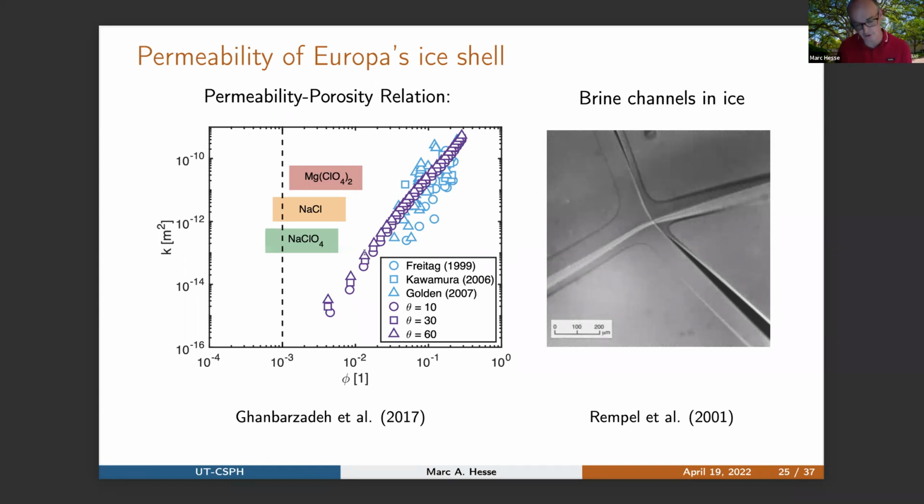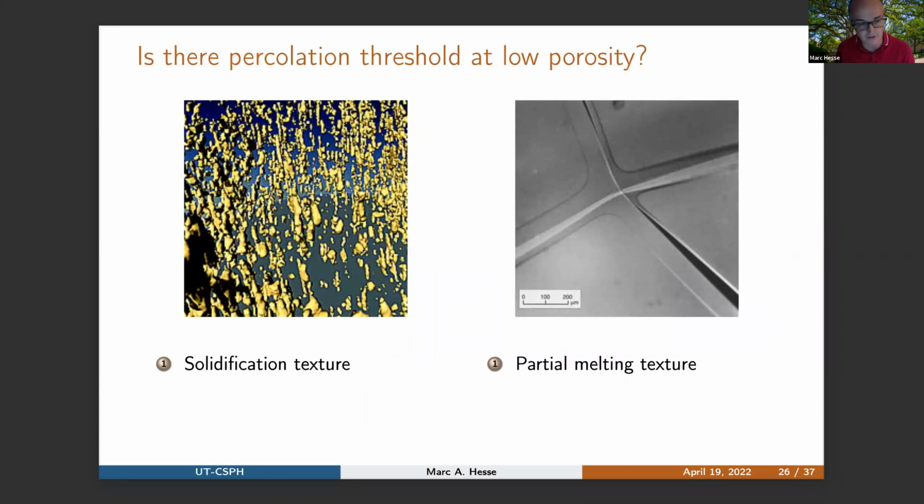And so we have these 2 very opposing views on the permeability of brine or water within ice, where one assumes essentially that we have these isolated blobs at low porosities, and the other one assumes we have these sort of perfectly connected grain edge networks. And the reason is that these are formed by different processes. So the sea ice is a solidification texture, while this is really a partial melting texture. So you take a solid that's polycrystalline, you raise it above the melting point, and then it begins to form these.